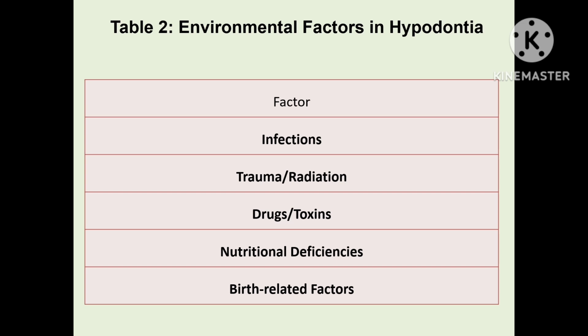Second etiology is the environmental factors. They can disturb the tooth development phases. Maternal infections like rubella or toxoplasmosis, exposure to radiations or trauma during early development may all lead to hypodontia. Certain drugs like thalidomide or chemotherapeutic agents are also implicated. Nutritional deficiency, especially in vitamin A and D, and factors like premature birth or maternal smoking during pregnancy can also play an important role in hypodontia.